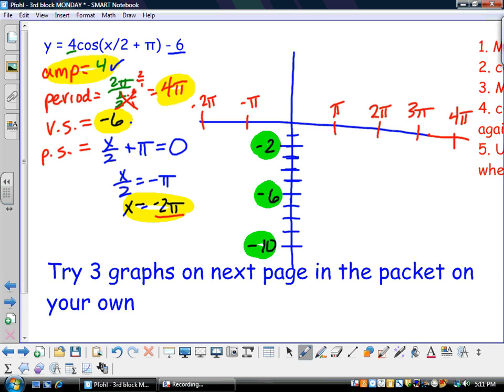graph. This is a positive cosine graph. Positive cosine graphs start at the top. So negative 2 pi comma negative 2 is the first point on the graph. At negative pi, it's in the middle. At 0, we're at the bottom. Pi, we're at the middle. And at 2 pi, we're back at the top. That would be all we would need to graph to get one full period of this graph.